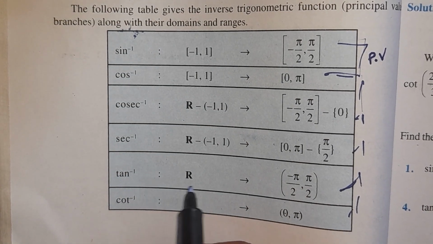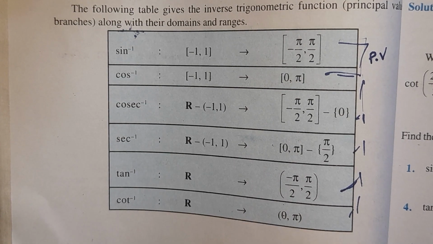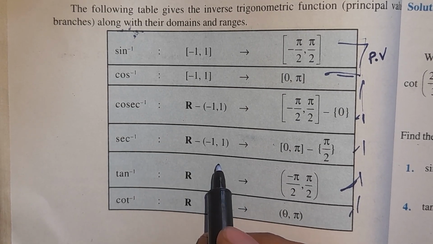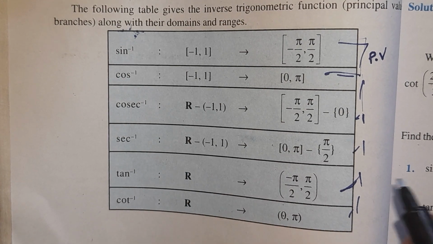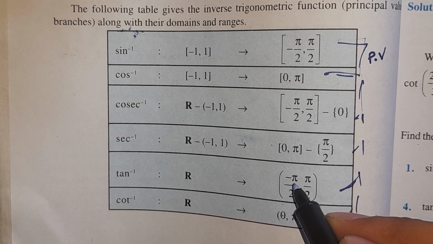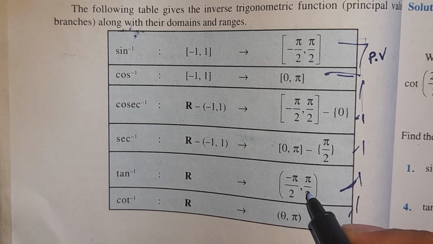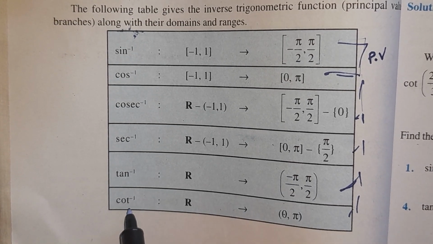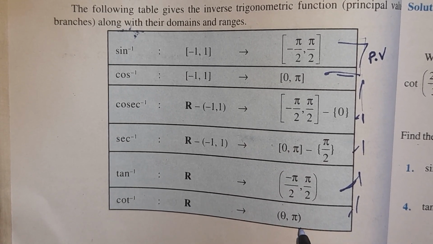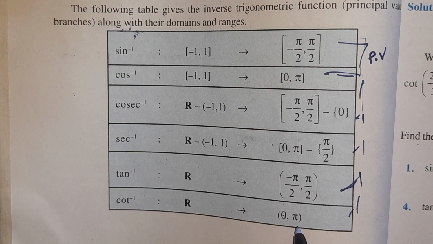Similarly, for tan inverse, all real numbers can be its domain, because its value lies between minus infinity and infinity, and its principal value lies between minus pi by 2 and pi by 2. These are the principal values. For cot inverse, all real numbers can be its domain, and the principal values are between 0 and pi.